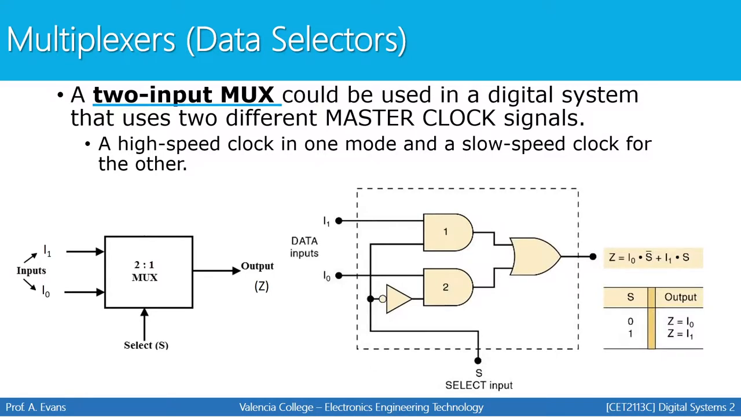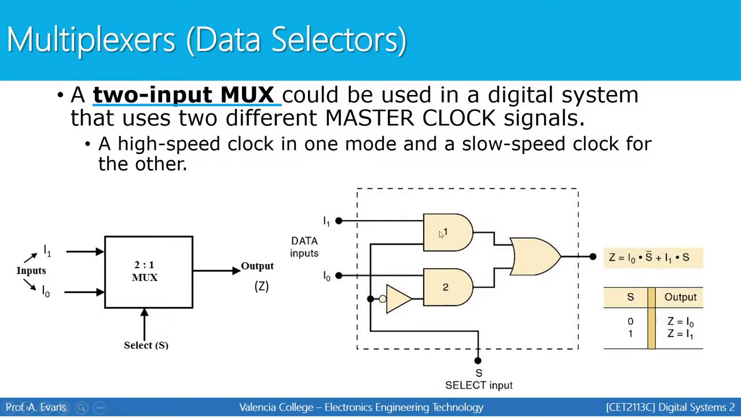Here's an example of a two-input MUX. An application of this might be if you have a digital system that uses two different master clock signals and you want to switch between them very easily. You could apply the high-speed clock to one input and the low-speed clock to another input. And then you can select between your two inputs which one goes to the output based off of this input here. So internally, here's what a two-input MUX would look like.